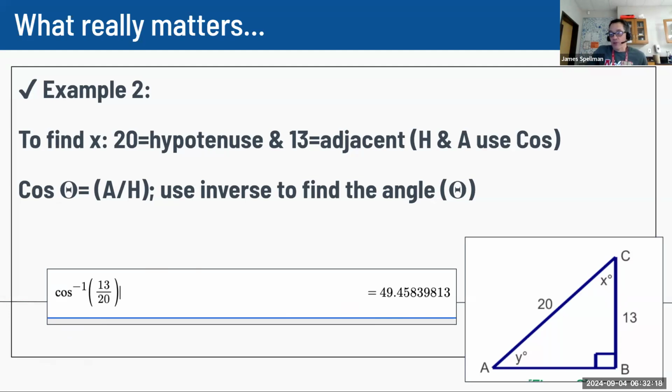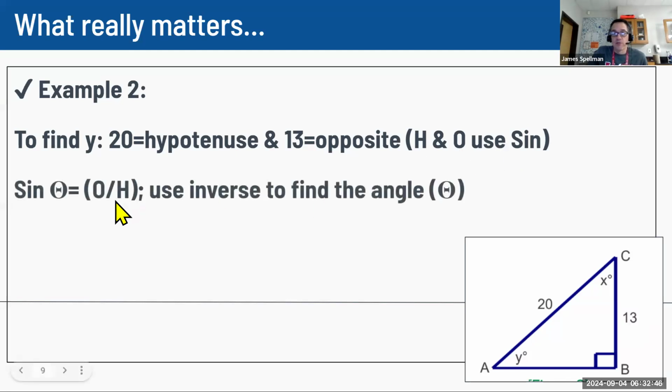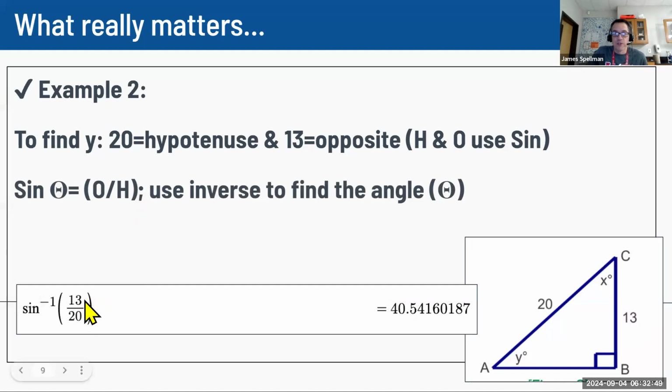Now, you could also do some math, because remember, if you wanted to just at this point figure out what y was, you could say this angle plus 90, and then subtract that from 180, because all the angles have to add up to 180. Or we could just use our inverse stuff to figure out what y is, because if I'm solving for y, I've still got a hypotenuse, but now the 13 becomes opposite. And so I've got h and o instead of h and a. H and O uses the sine function. And so my fraction still looks exactly the same. It's still opposite over hypotenuse. Previously, it was adjacent over hypotenuse, so it's still 13 over 20. But the change we make this time is we're using sine instead of cosine.